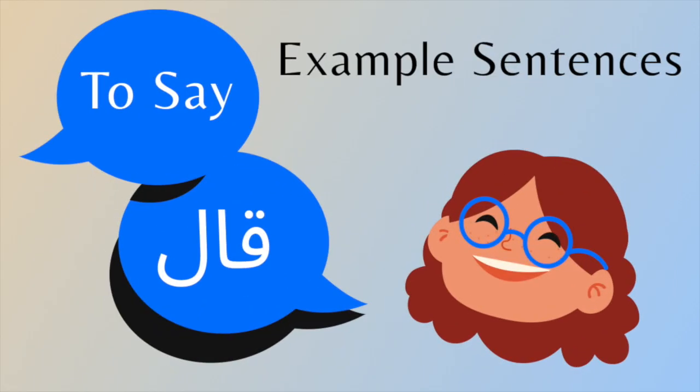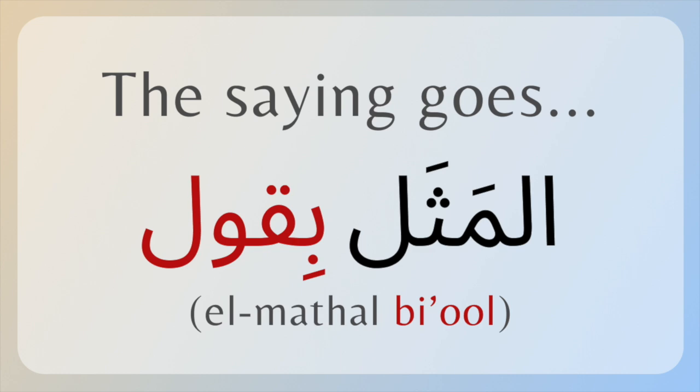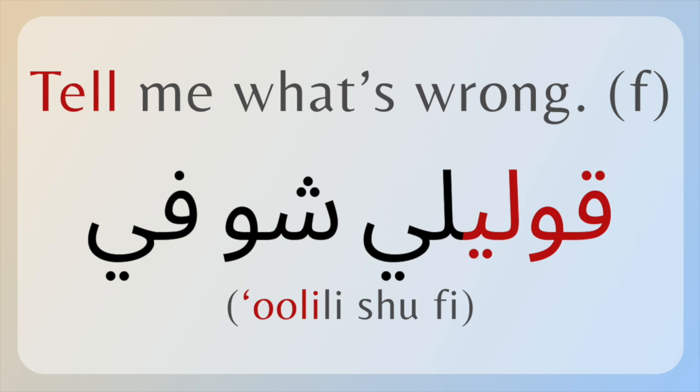With our newfound knowledge, let's look at some example sentences using the verb el. The saying goes, or the saying says. المثل بيقول. المثل means the saying, and بيقول means says, and in this case it alludes to the meaning goes.